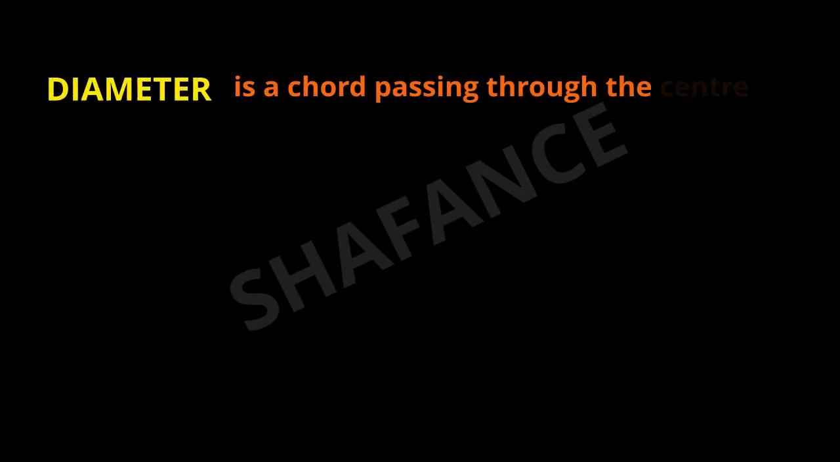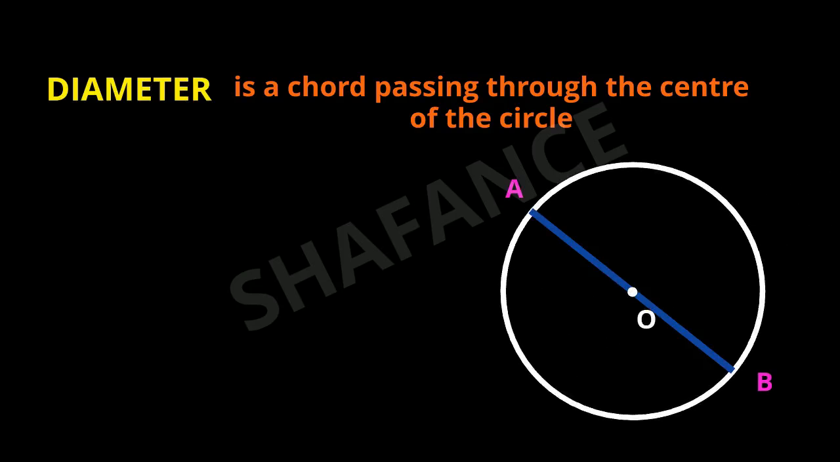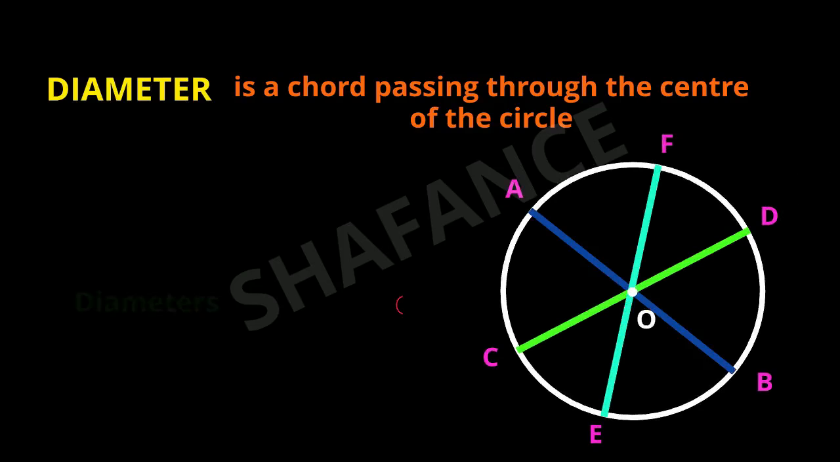First, we will see the definition of diameter. Diameter is a chord passing through the center of the circle. So it is a chord, that is, a line segment which joins two points on the circle, and it passes through the center of the circle. So here is an example. All these are diameters of the circle.